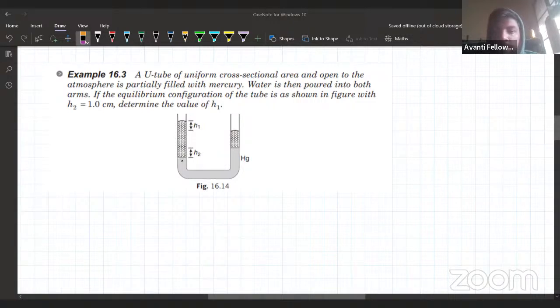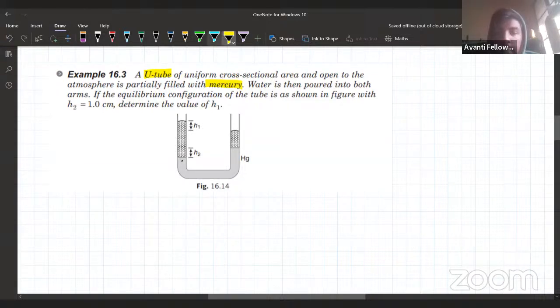Okay, it's my turn now. A YouTube of uniform. It's not that YouTube, just to be clear. Very bad joke. A U-tube of uniform cross-sectional area and opening to the atmosphere is partially filled with mercury. Okay, it is filled with mercury. Water is then poured in both arms, meaning water is poured on both sides. See, I'm coloring water with blue. The dotted one is given as water.